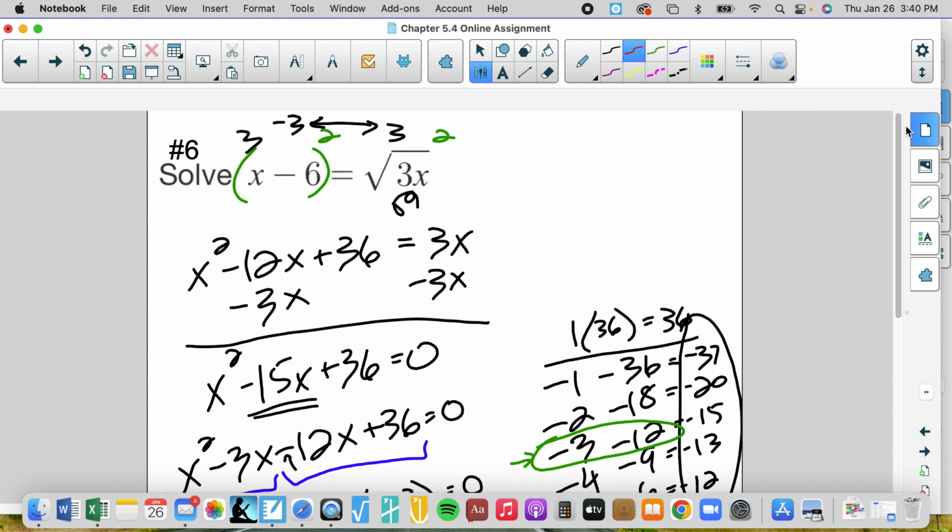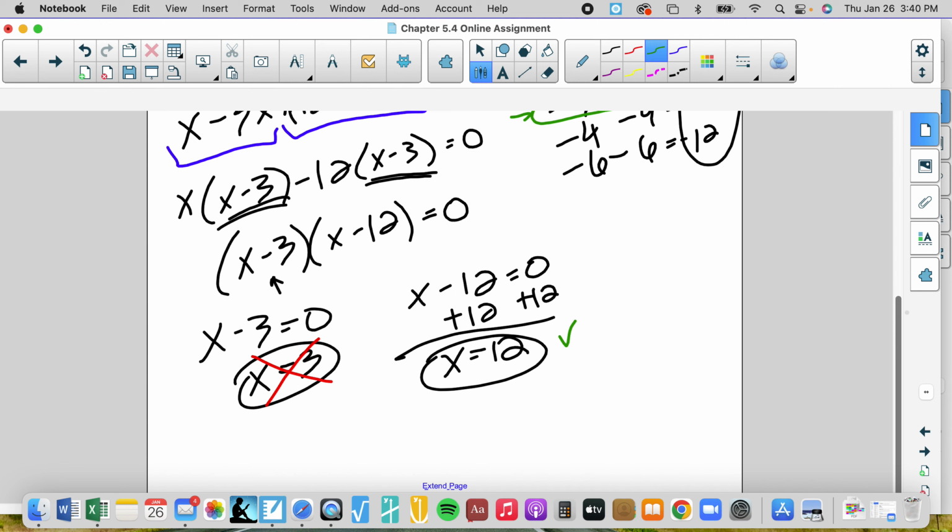Let's try 12. So 12 minus 6 gives us 6. 12 times 3 is 36. Square root of 36 is 6. That does work. That checks out. So 12 is a solution.